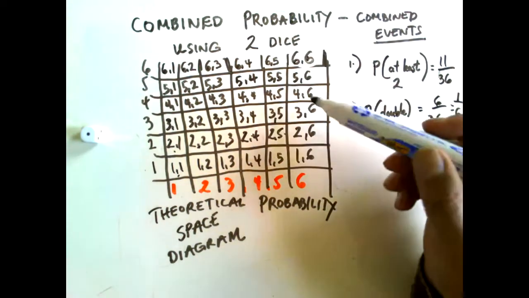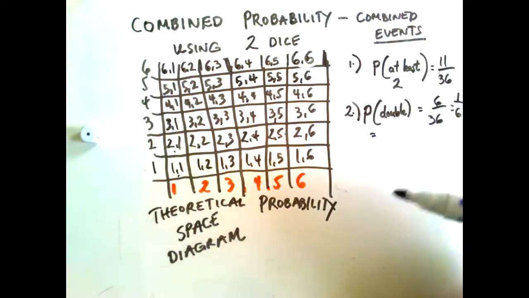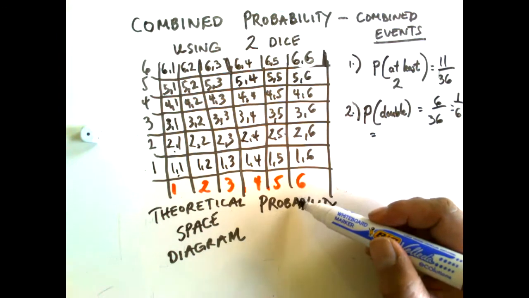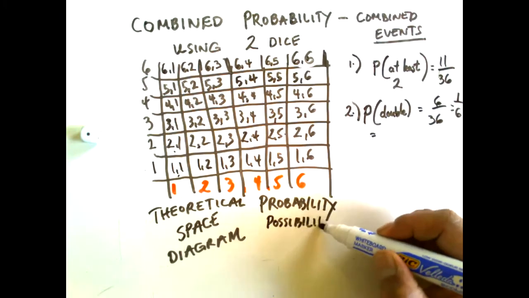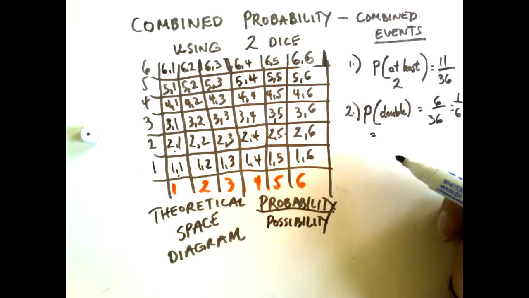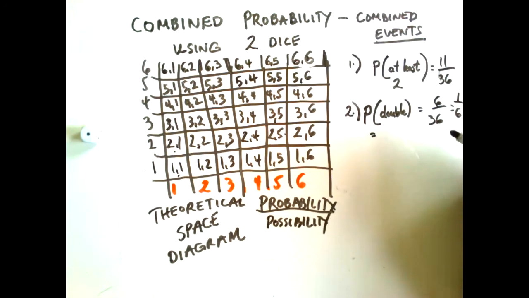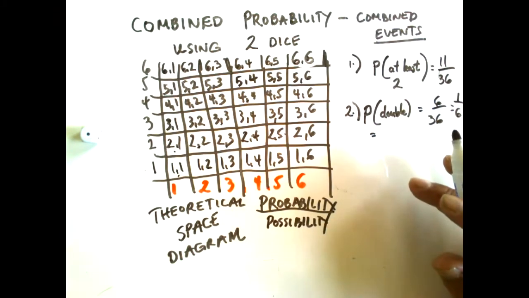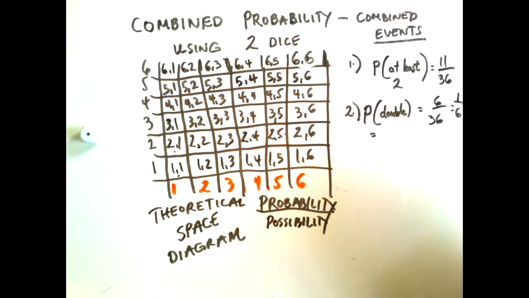This is key in getting all the possibilities through a theoretical probability space diagram. Actually, I would really call this a theoretical possibility space diagram. Probably it's a more appropriate term, but textbooks would always say it's probability. And there are so many ways of really playing with this kind of diagram.